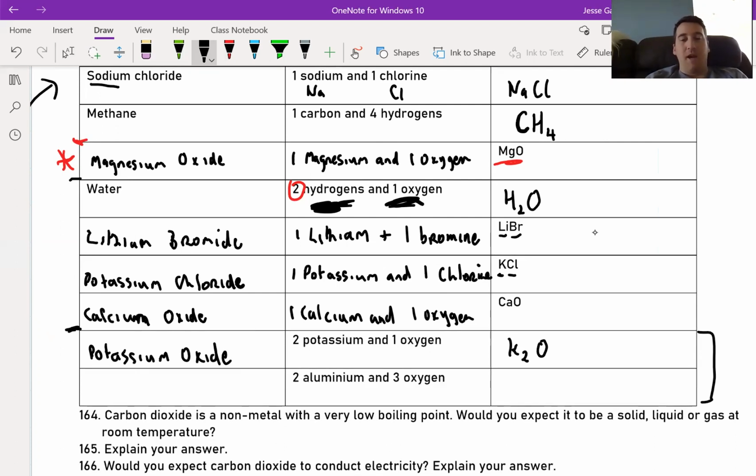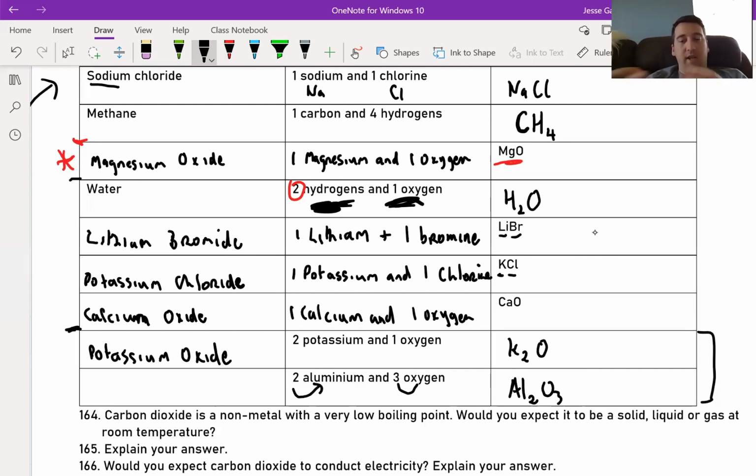Last one, aluminium and oxygen. So it's going to be Al, and there are two of them. So I'm going to write subscript 2 here, Al2. And then there are three oxygens, which means I'm going to write O and a little 3. So here, for the first time, we're seeing that both of the elements have a number after them. So Al2O3. Okay, and that's possible too.